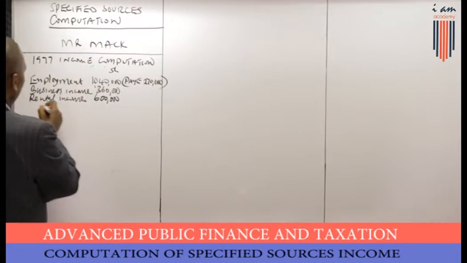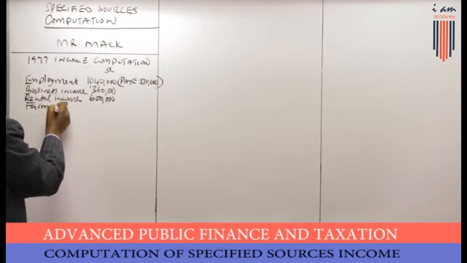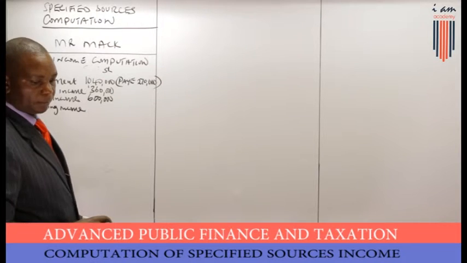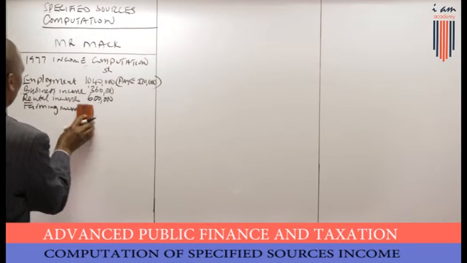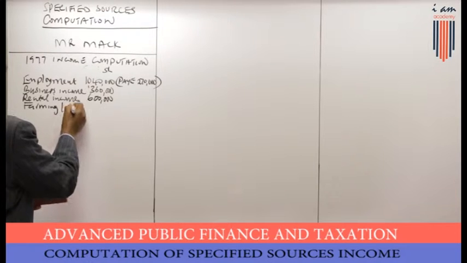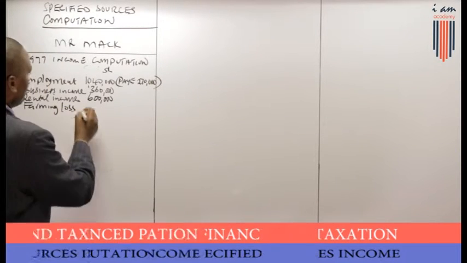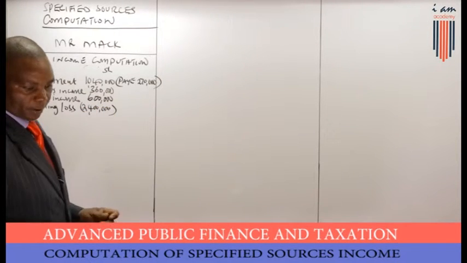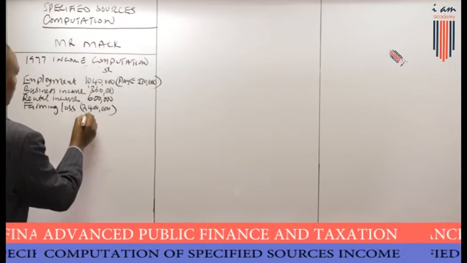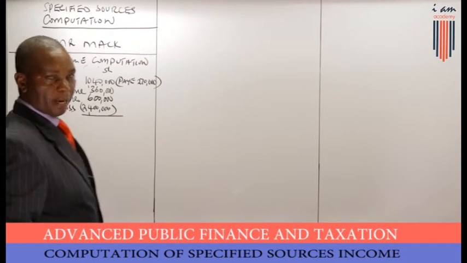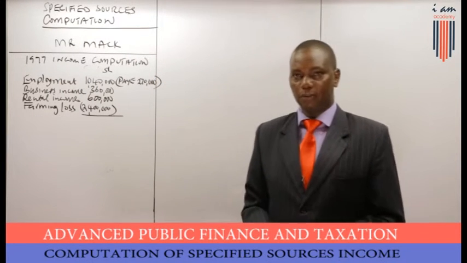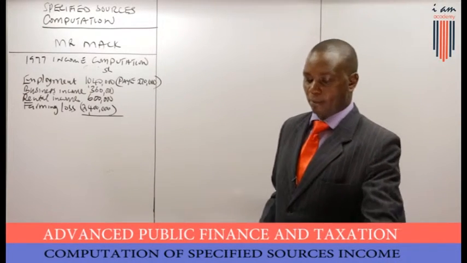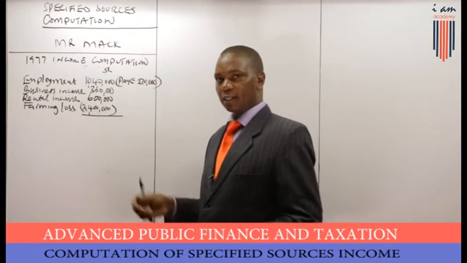Mr. Mark also has farming. He made a farming loss, not an income, and the loss is 2.4 million. Now, these incomes in 1977 would be added together. Remember, losses from one source could be offset against income from another source, as we are illustrating here.